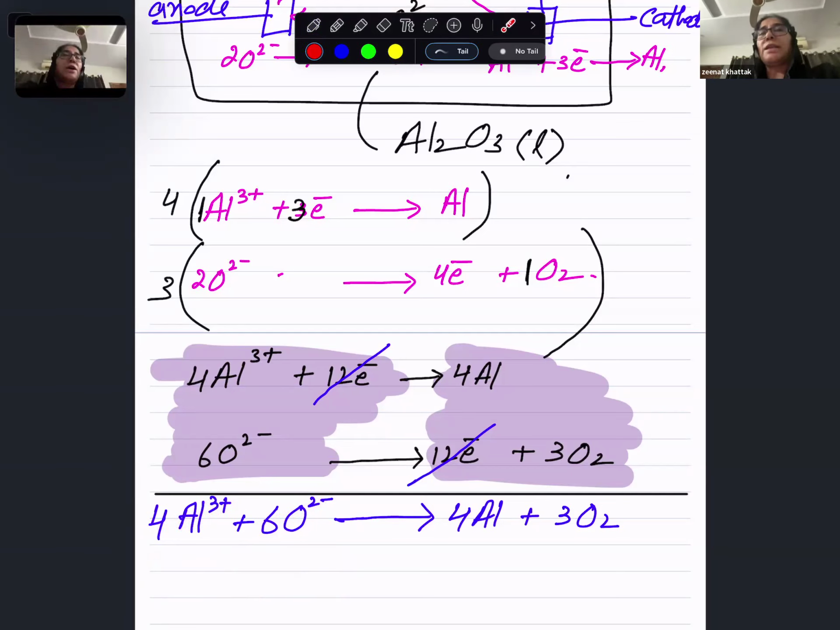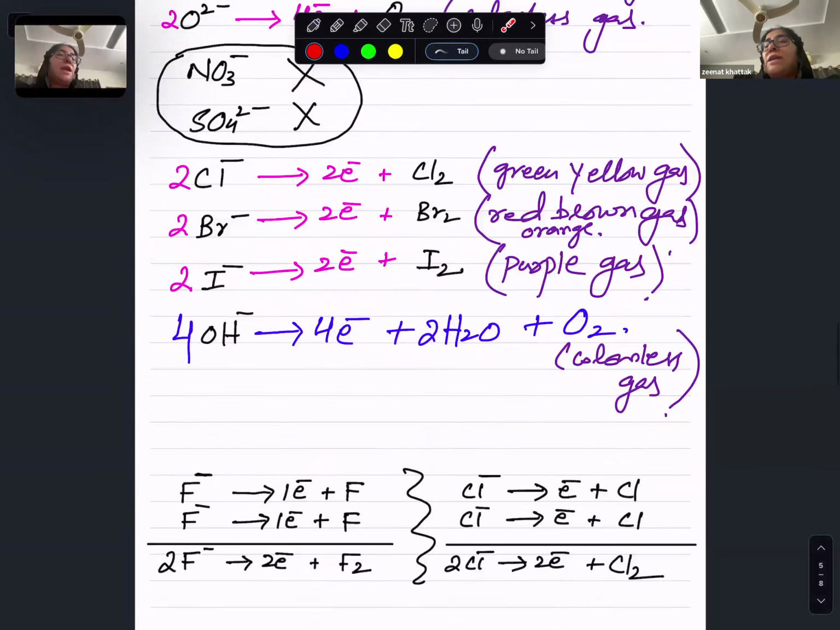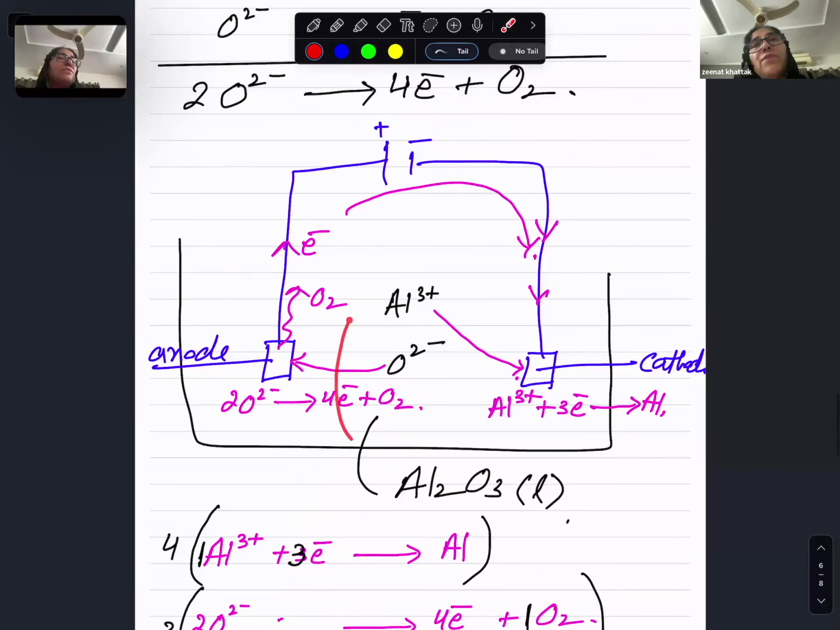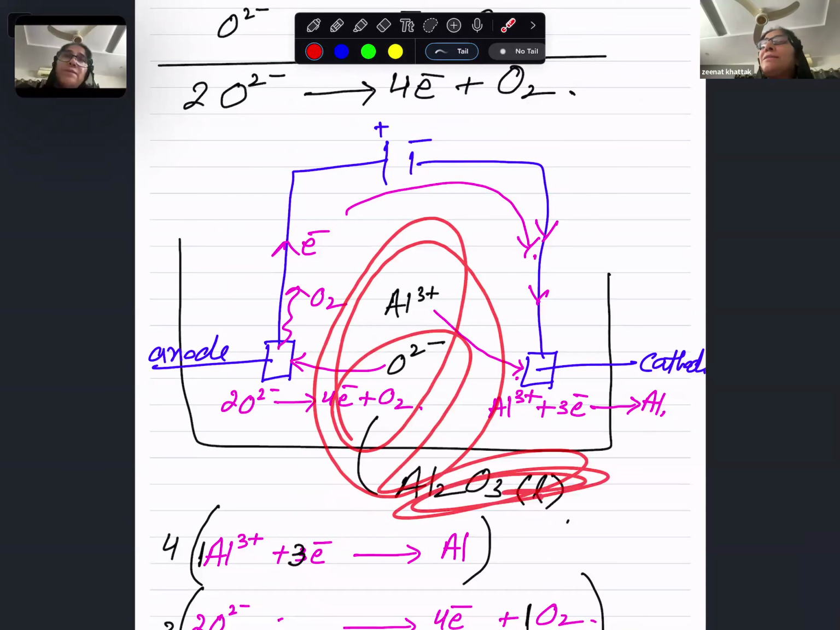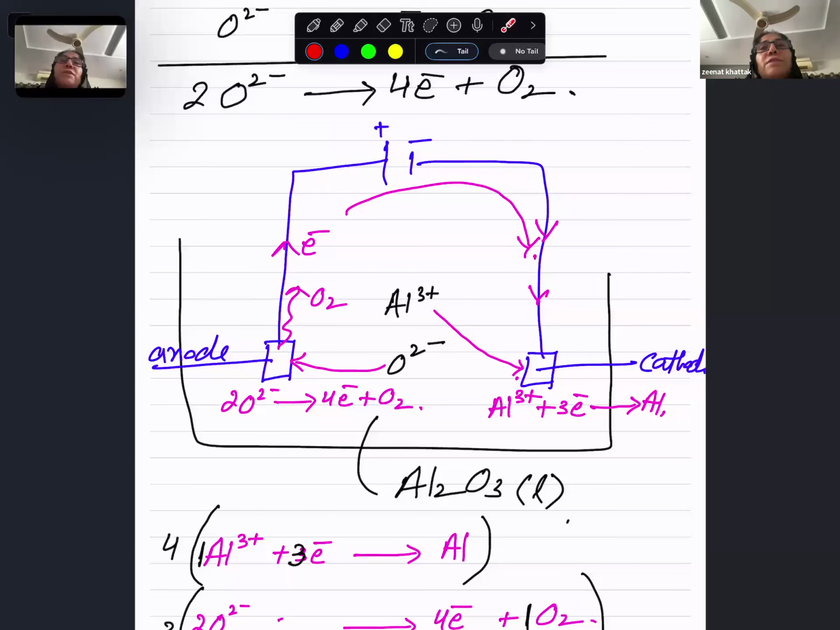So our next topic is what? If the electrolyte is molten, then what will we do? If it is aqueous, then what will we do? I think this is sufficient for now, right?